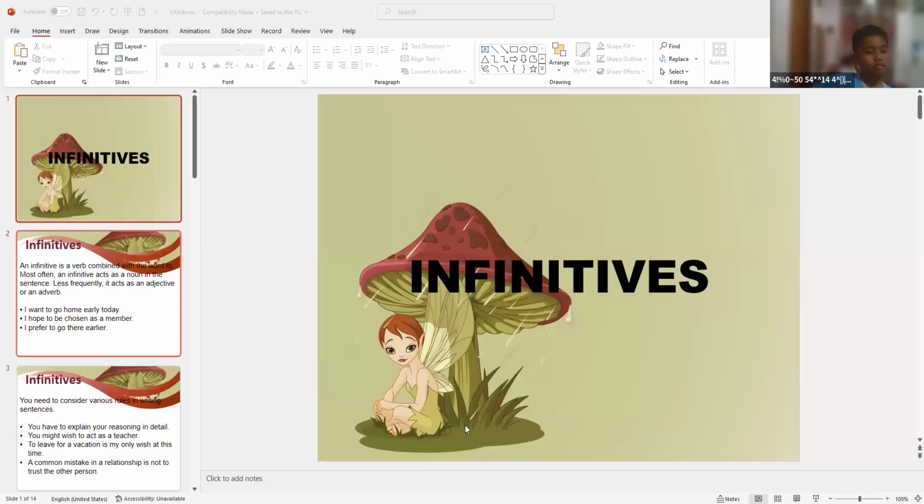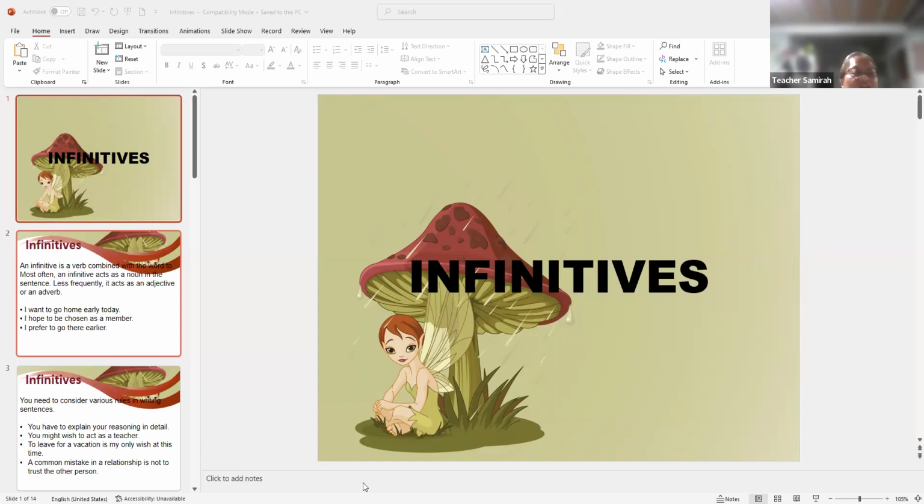Okay, so we will proceed with the infinitives. You don't have some questions regarding gerund? Understand already the gerund? How about infinitives? What can you remember about infinitives? A verb combined with the word to. Okay, a verb combined with the word to: to play, to go, to see. So that is actually infinitives.